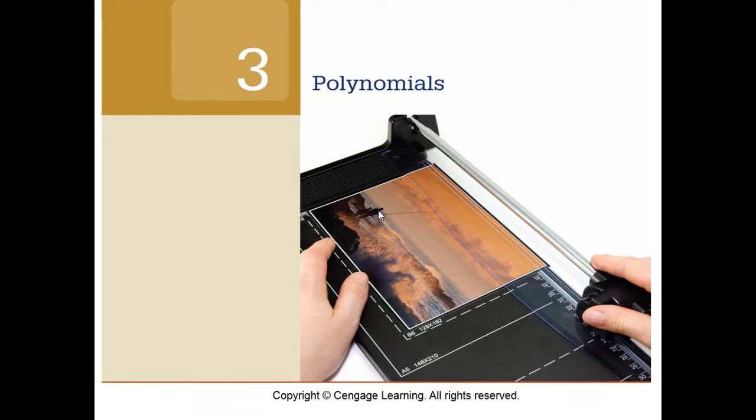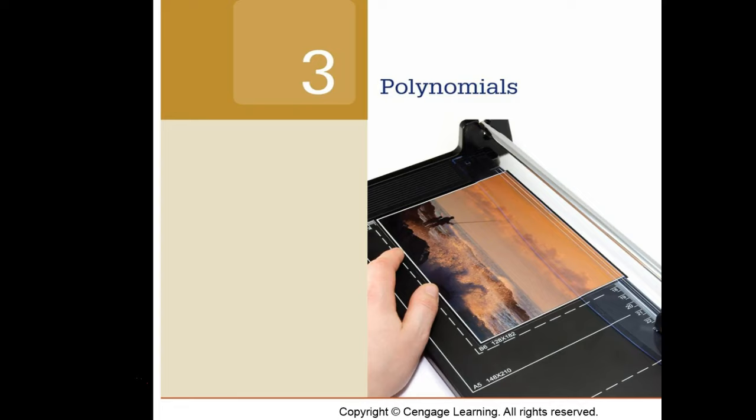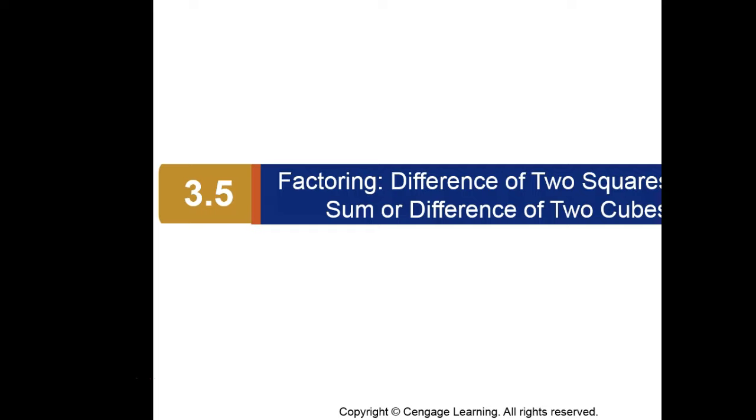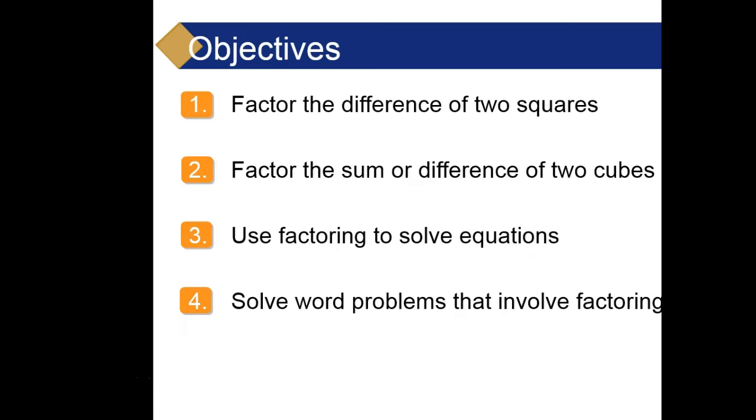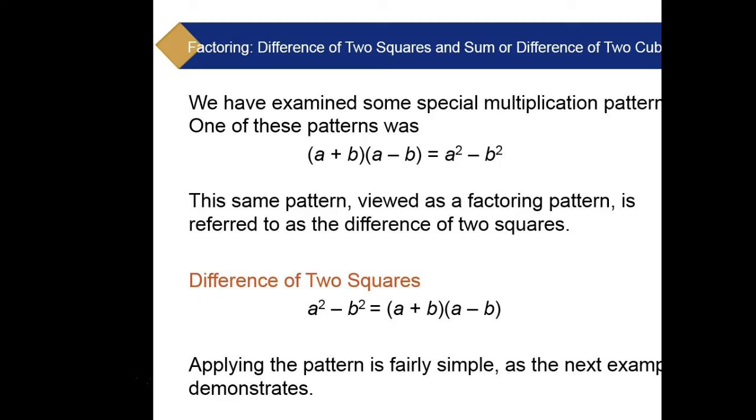All right, still talking about polynomials, many names, many terms. Now what we're going to do is factoring a few other types of things: the difference of 2 perfect squares and the difference or sum of 2 perfect cubes. So first we're going to factor the difference of 2 squares, and then we'll factor the sum or the difference of 2 cubes. Then we'll use factoring to solve equations just like we did before, and we'll solve some word problems that involve factoring. Okay? So good deal. Now, let's start here.